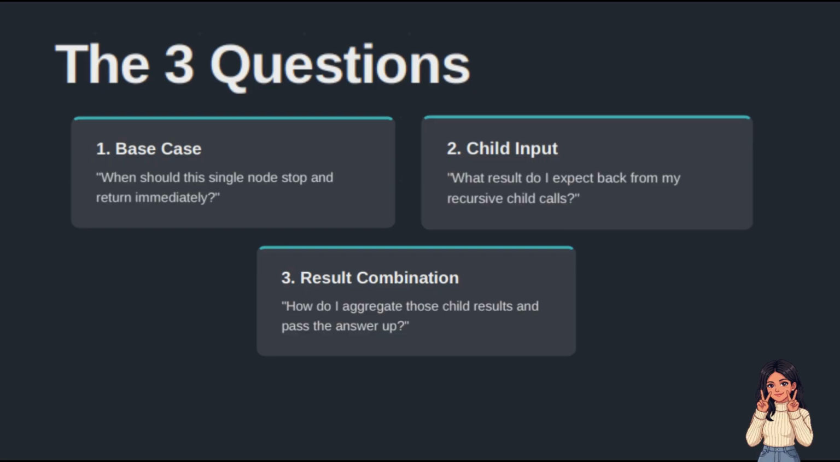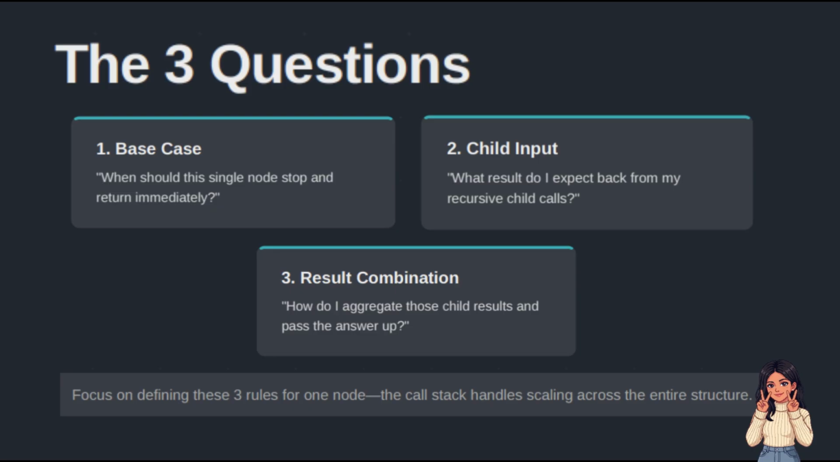Number 2, what do I need from my children? Like, what subproblem result does this node expect back from its left and right calls? Number 3, how do I combine those results? Like, how does this node aggregate its children's answers and pass the updated result back to its parent? Once you define those 3 rules for a single generic node, the call stack takes care of the rest across the entire structure, whether your tree has 10 nodes or 10 million.